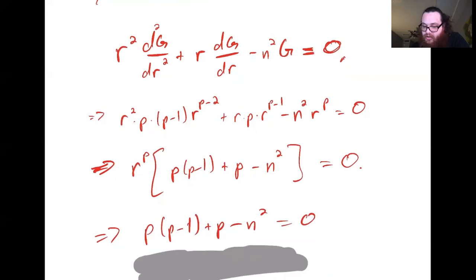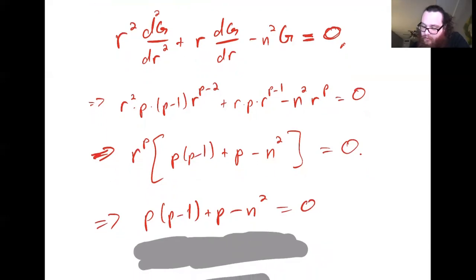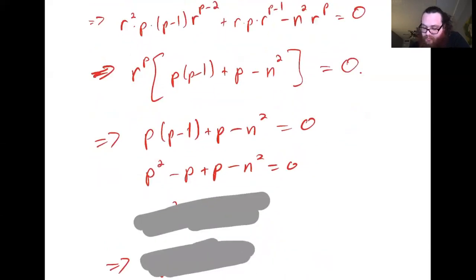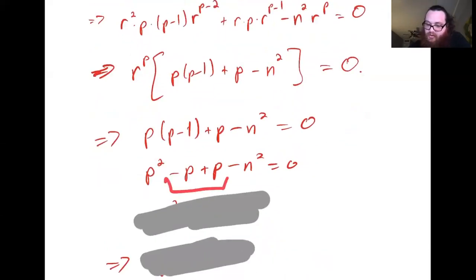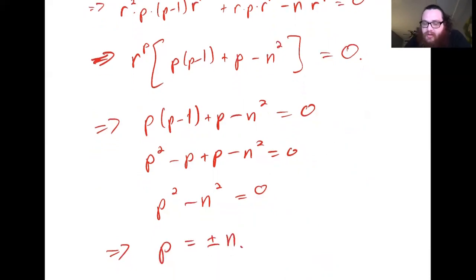And so the conclusion is that this thing right here has to be 0. Which, expanding, we get something like this. These p's are going to cancel. And so we're left with p squared minus n squared equal to 0. Or in other words, p is going to be plus or minus n.